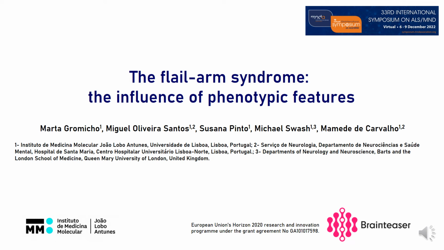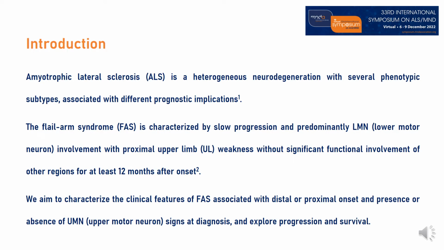I'm going to present the Flail Arm Syndrome, the influence of phenotypic features. ALS has several phenotypic subtypes with different prognoses. The Flail Arm Syndrome is characterized by slow progression, predominant lower motor neuron involvement with proximal upper limb weakness.